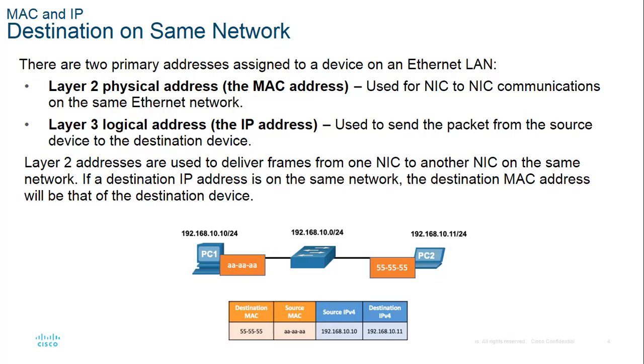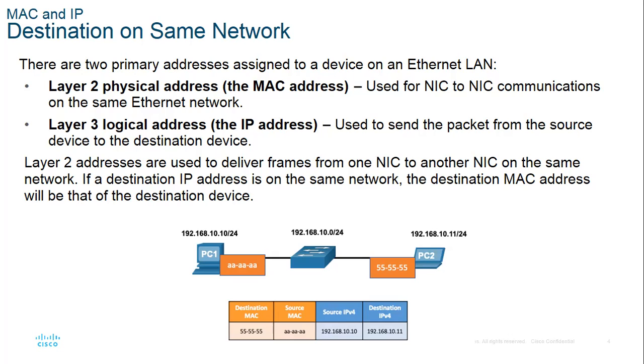So if we take the following example where PC1 and PC2 are both connected to the same switch, or to the same Ethernet network, local network. To be able to reach the destination, the MAC address destination associated with the IP address will be the same as configured on the destination device. In this example, PC1 has a MAC address of AAAAAA, while the IP address is 192.168.10.10.